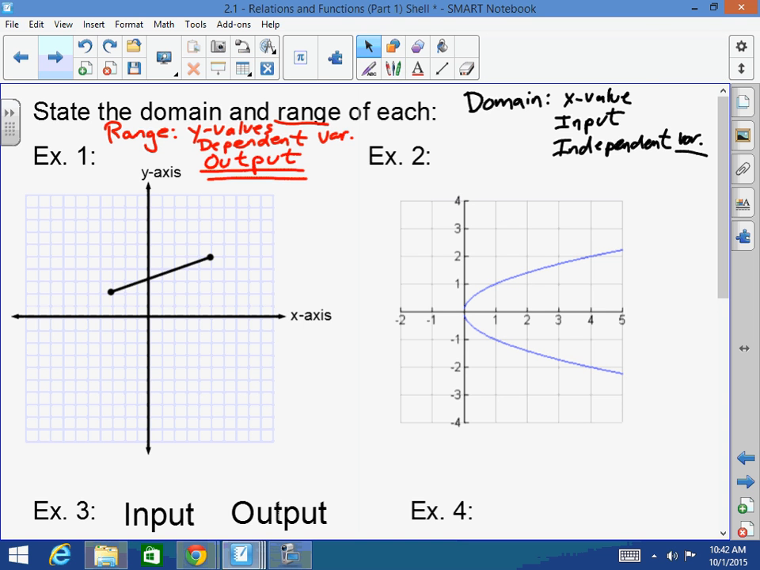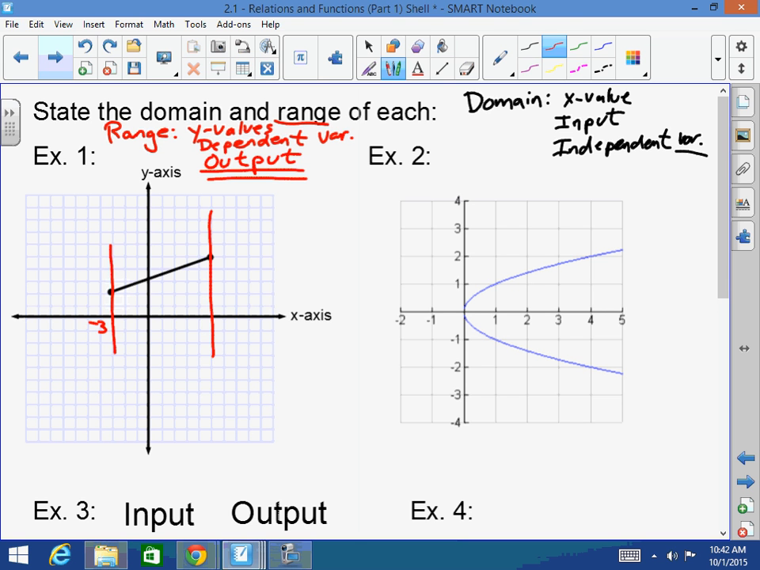Well, since domain is the x values, the possible x values, we're talking about a horizontal shift. Think about the horizon when you go to the beach for horizontal. Trust me, that helps. If you remember horizon, it's horizontal. It'll help you forever. So I want to know from left to right, what are the possible x values here?